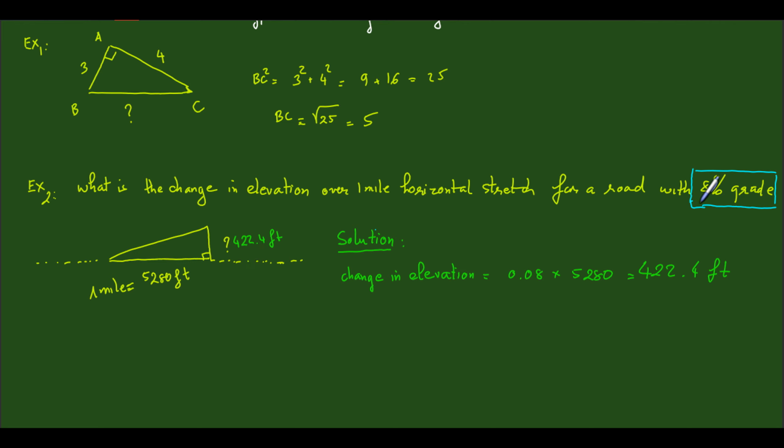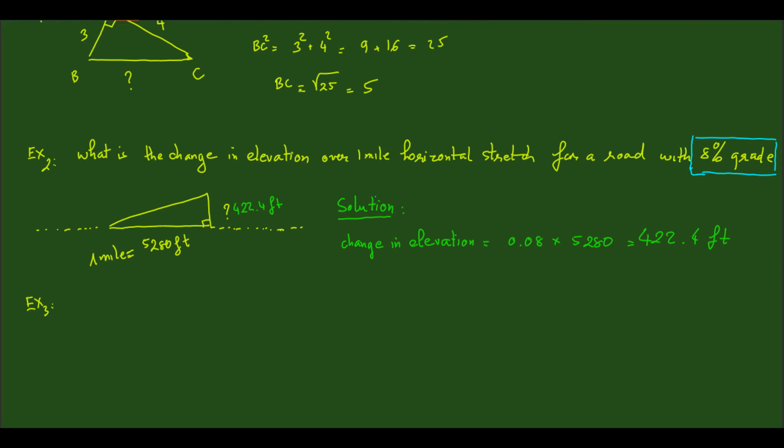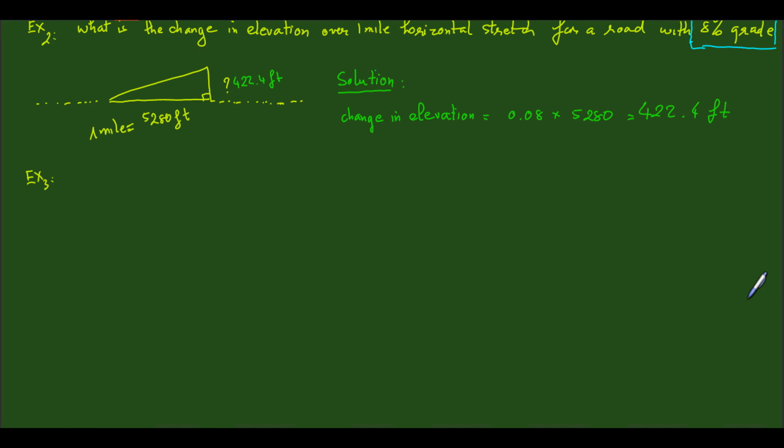So try to remember this. This is new terminology here: 8% grade. You just multiply by the horizontal distance, then it gives you how high it goes. There are so many word applications using the Pythagorean theorem. I can show you a list of problems I already prepared right here. Hopefully we can work together.